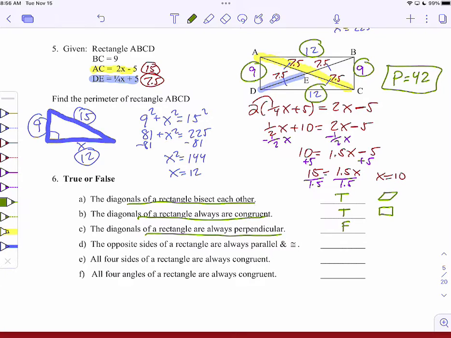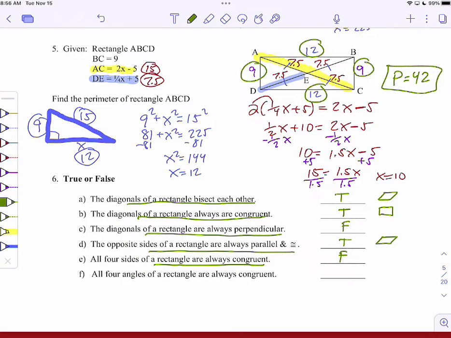The opposite sides of a rectangle are parallel and congruent. True or false? True. Is that a parallelogram property or a rectangle property? That's a parallelogram property. If it's true about a parallelogram, it's automatically true about a rectangle. The four sides of a rectangle are congruent. All four sides being equal. True or false? False. They might be all equal, but that's not always true.